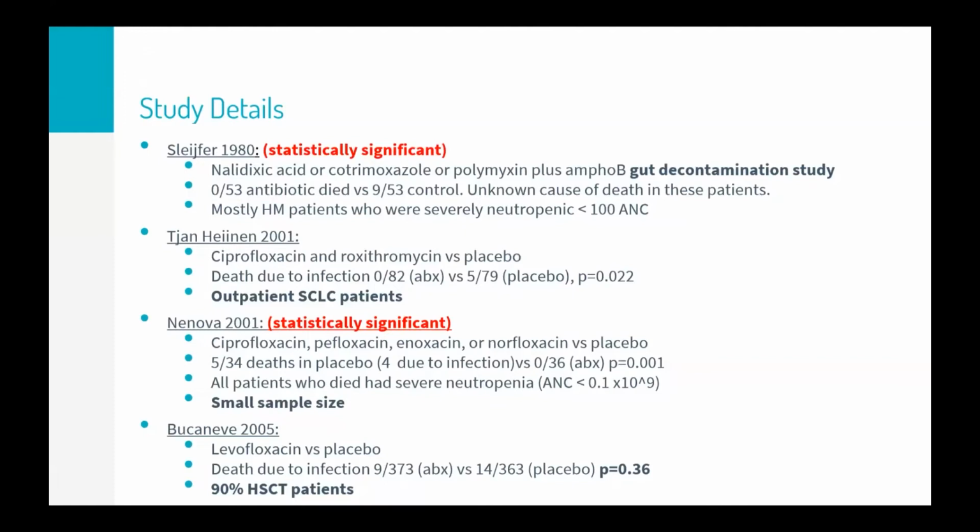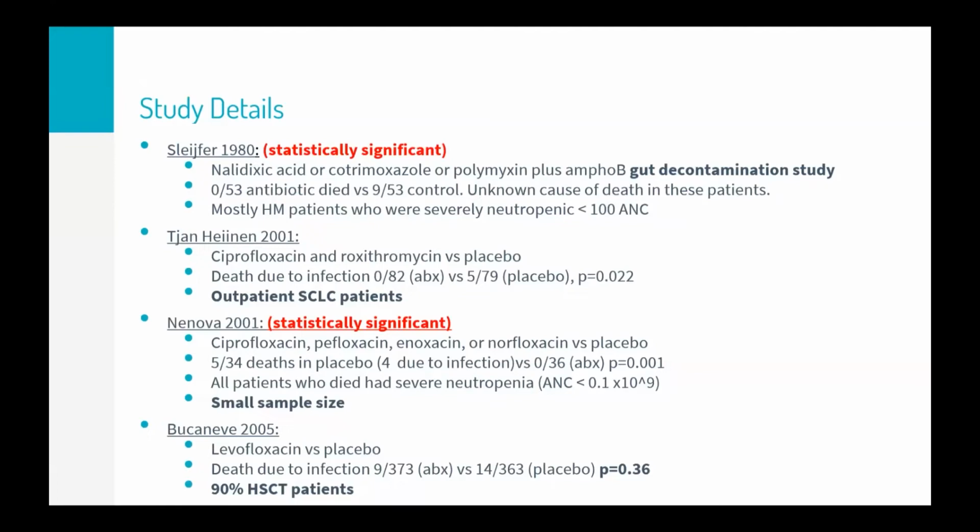The second study by Fan in 2001 looked at ciprofloxacin plus a macrolide versus placebo in small cell lung cancer patients, who generally are low-risk patients. This was not statistically significant, but was trending towards that direction. And we can only apply this information to the low-risk patient population, which we wouldn't prophylax with anyways.